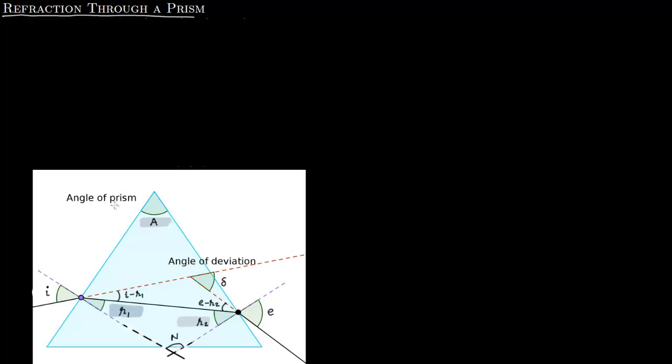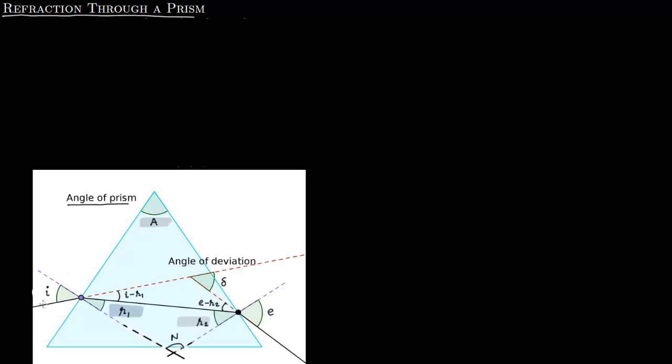We now talk about refraction through a prism. Let us see the figure. Say you have a prism and the angle of the prism is A. So you have an angle A here.